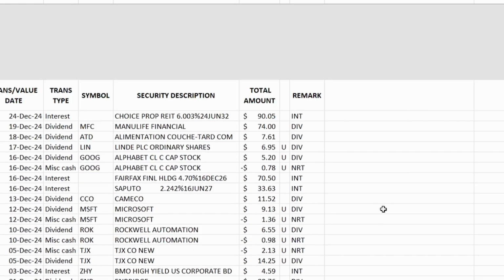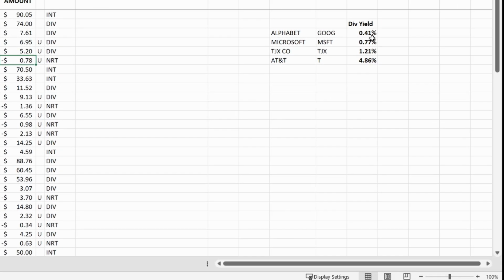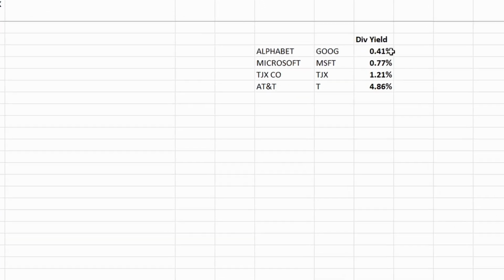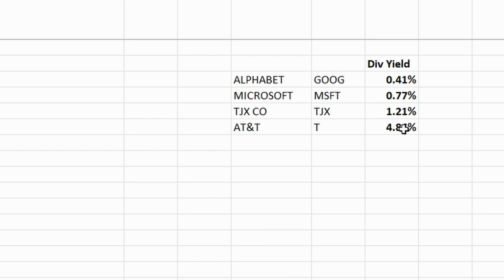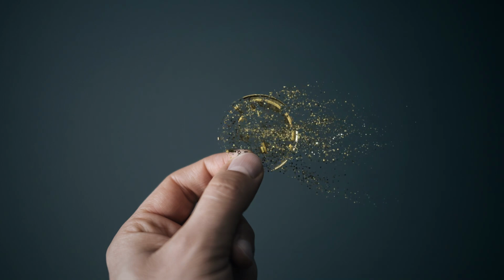Now, if you look at, for example, we go up and we see Google, also known as Alphabet, you see the dividend and then the non-resident tax, which is insignificant. And that's because Google has a very, very low dividend yield. But for companies with a more significant dividend yield like AT&T, it does make a significant impact on your portfolio.